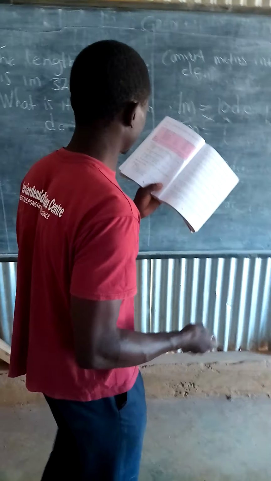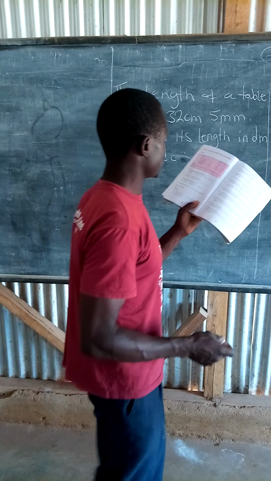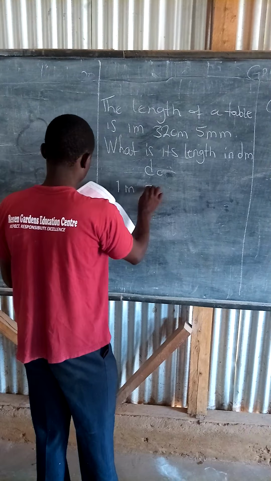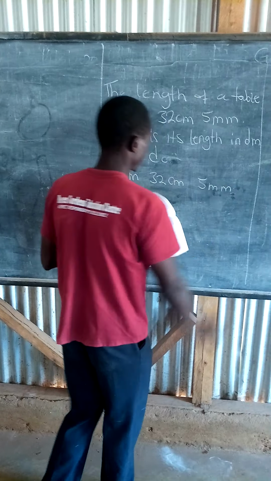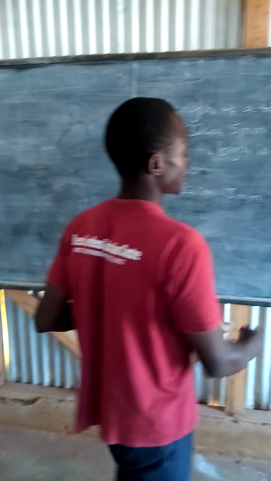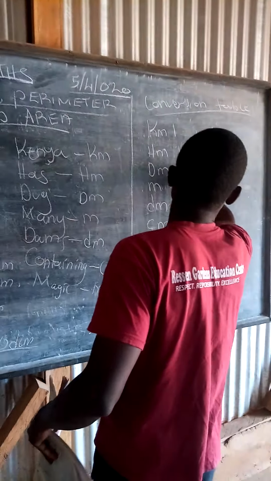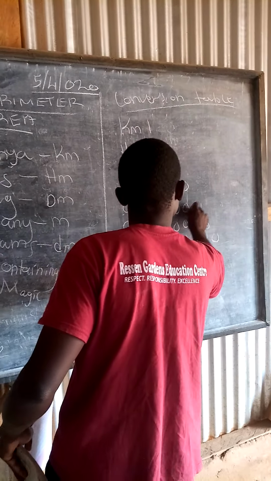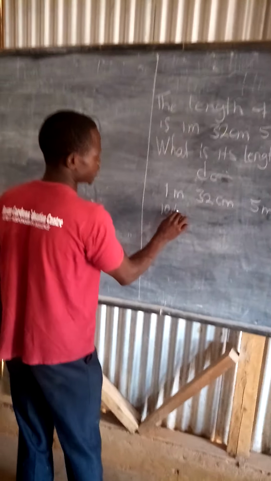The length of a table is 1 meter, 32 centimeters, 5 millimeters. Then come back to your table again. 1 meter is equivalent to 10 decimeter. Here, under meters, we will have 10 decimeter.